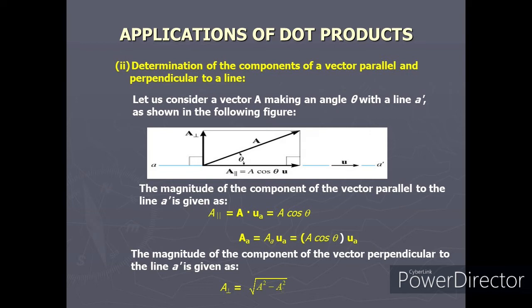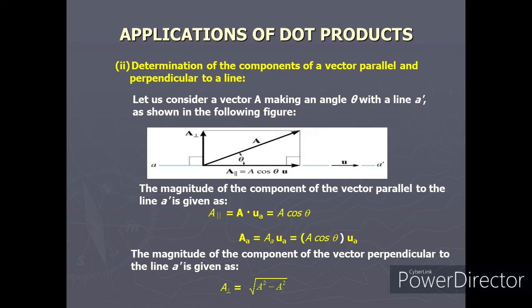If A prime is the x-axis, it becomes i. If it were the y-axis, it becomes j. But in general, it is A cos theta U, where U is the unit vector of that axis. And to get the perpendicular component, we can use the fact that A is equal to A parallel plus A perpendicular, using the vector notation. Or we can use Pythagoras if we want to use the scalar notation.